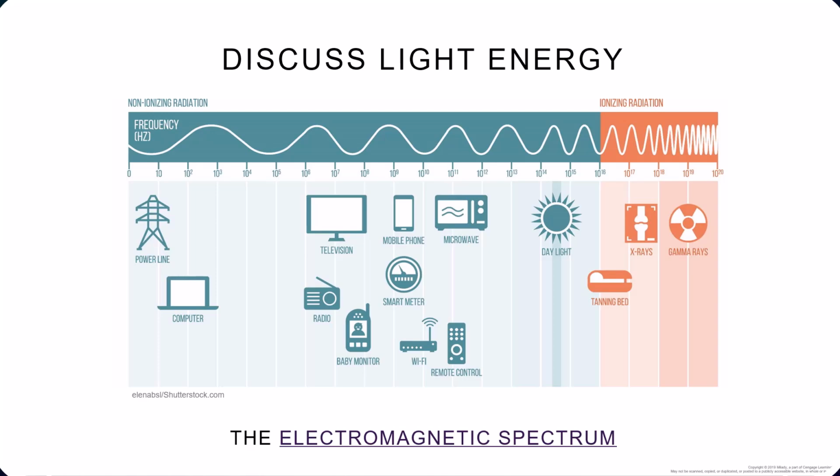Energy moves through space in waves. These waves are similar to the waves caused when a stone is dropped on the surface of water. It kind of makes that ripple effect, or the wave of the water. And each type of energy has its own wavelength.